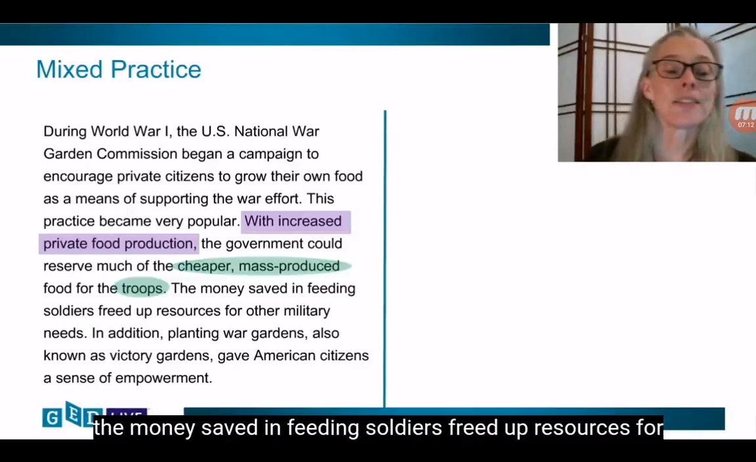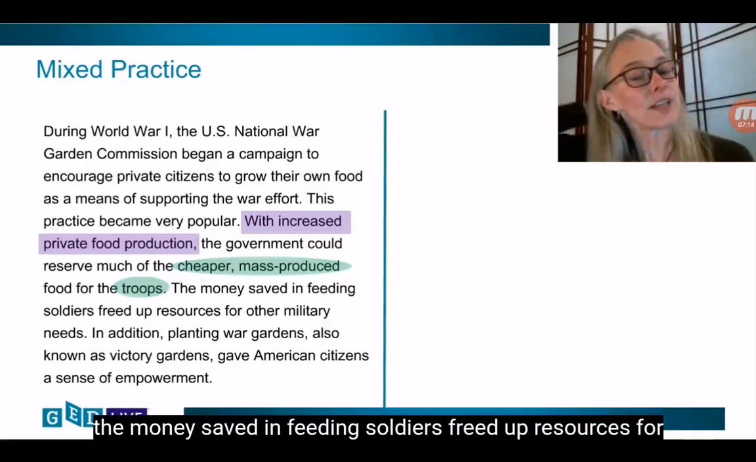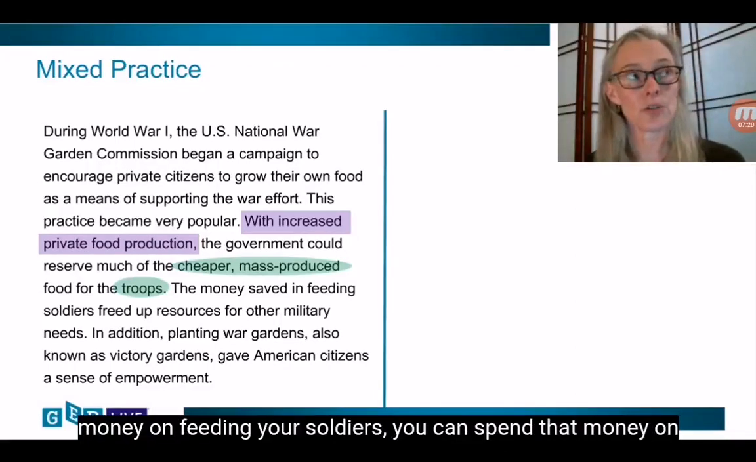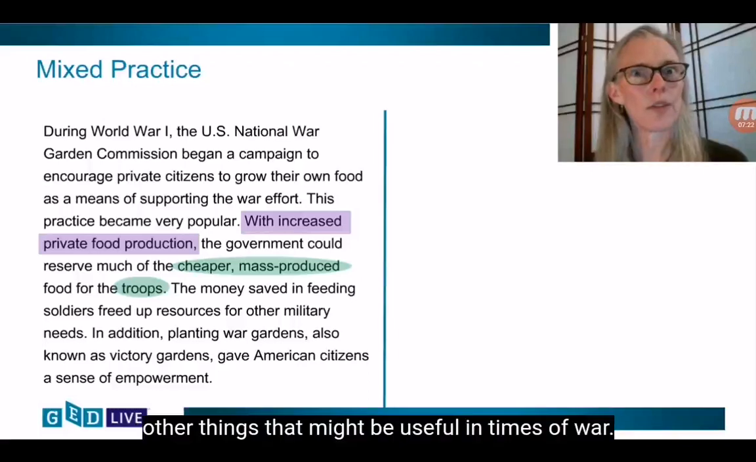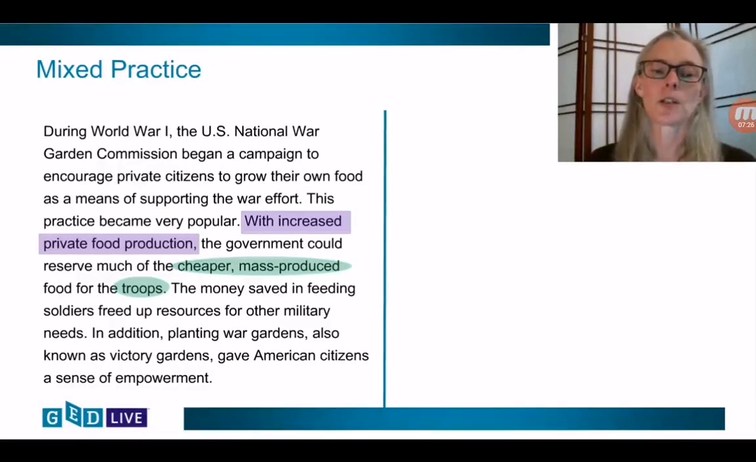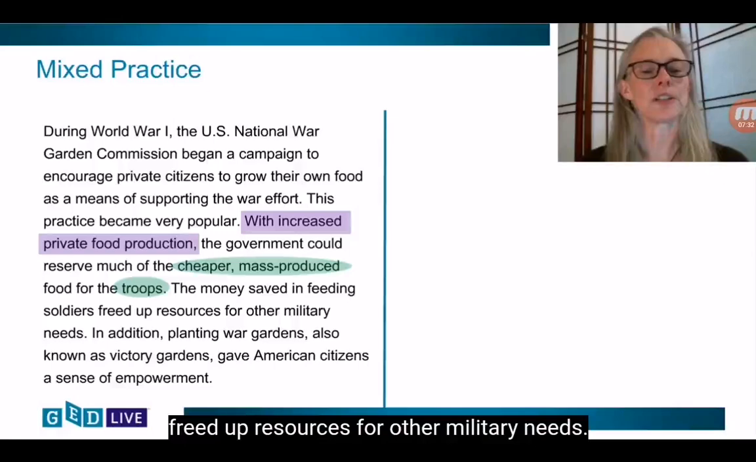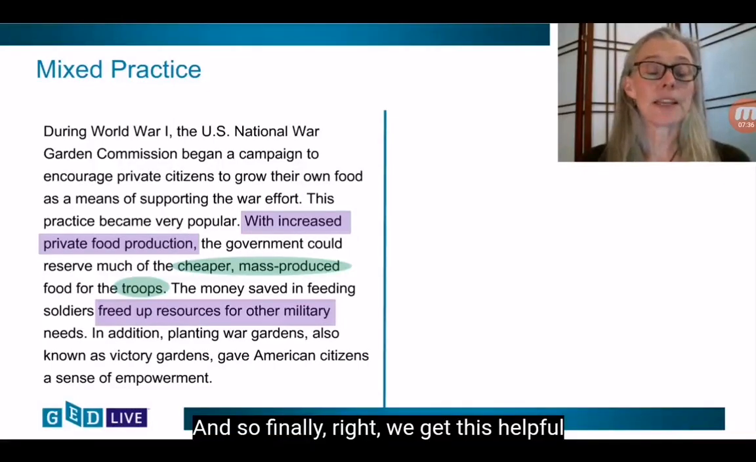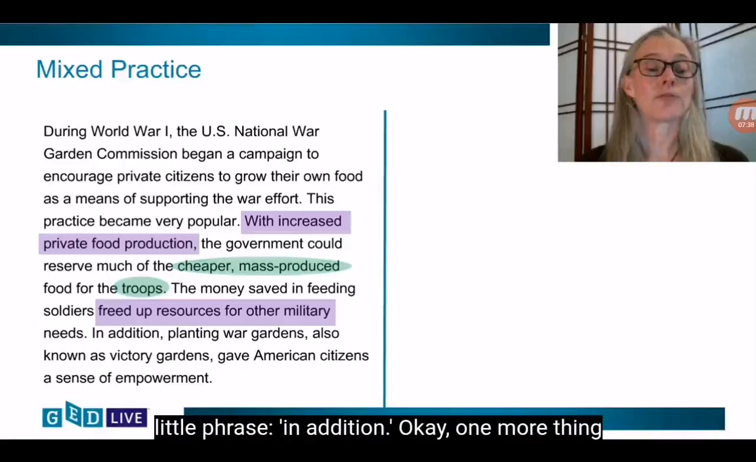Because then the money saved in feeding soldiers freed up resources for other military needs. So if you don't have to spend as much money on feeding your soldiers, you can spend that money on other things that might be useful in times of war, right? So freed up resources for other military needs. And so finally, right, we get this helpful little phrase in addition.